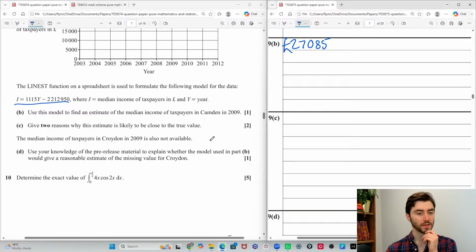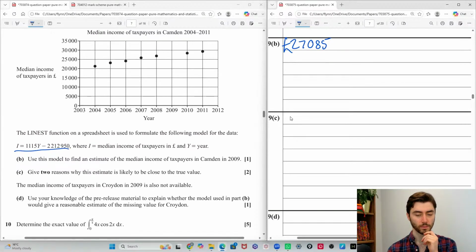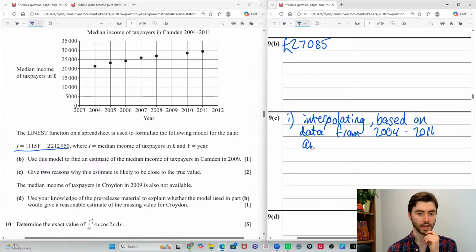Give 2 reasons why this estimate is likely to be close to the true value. One, we're interpolating. So in other words, it's based on data from 2004 to 2011, and 2009 is in that range.